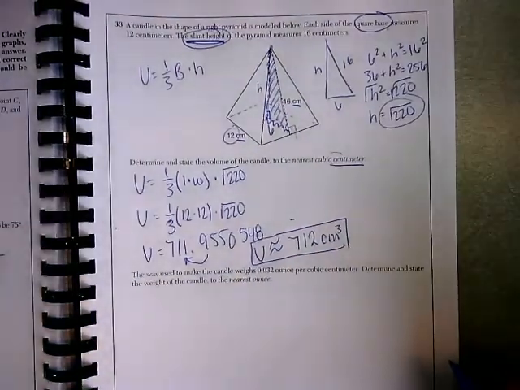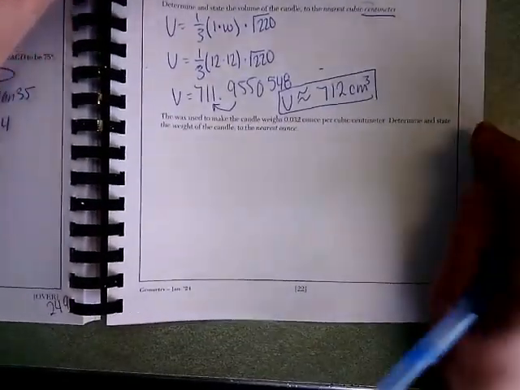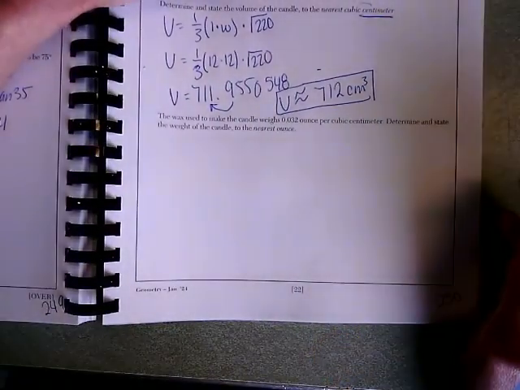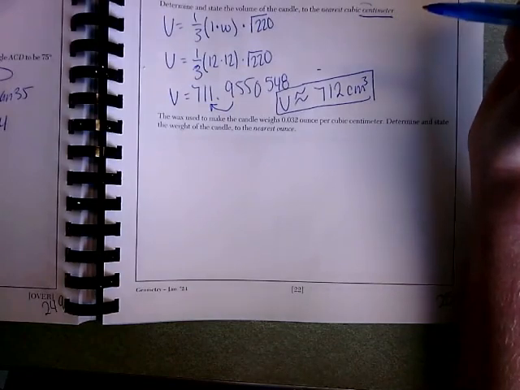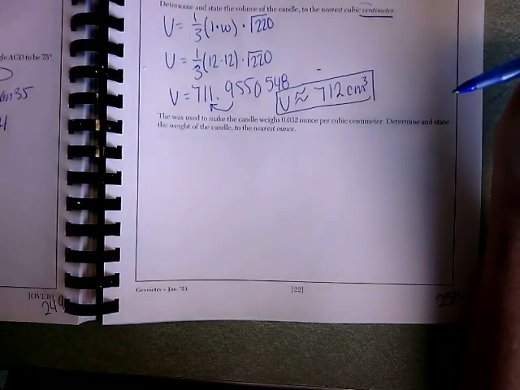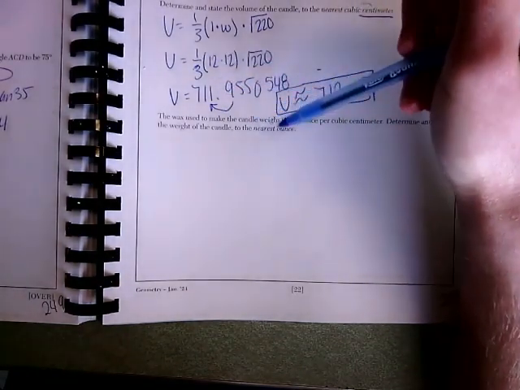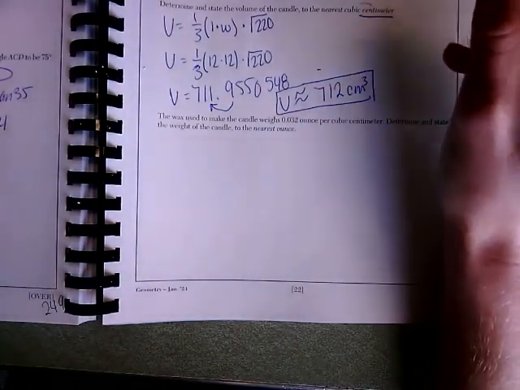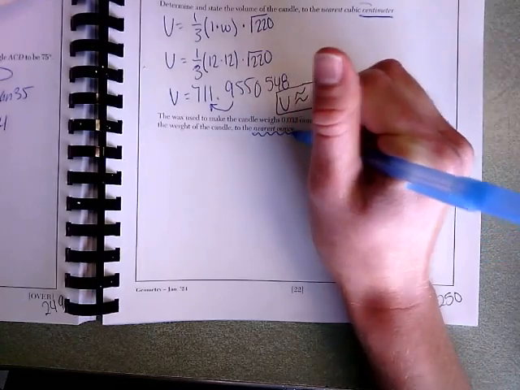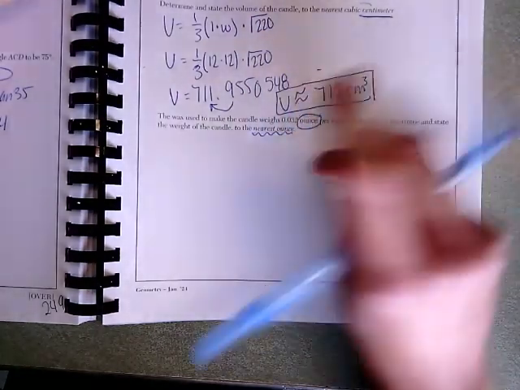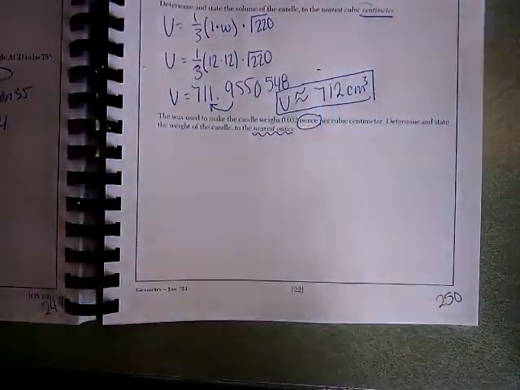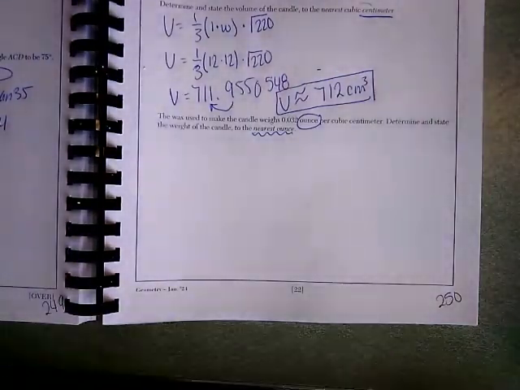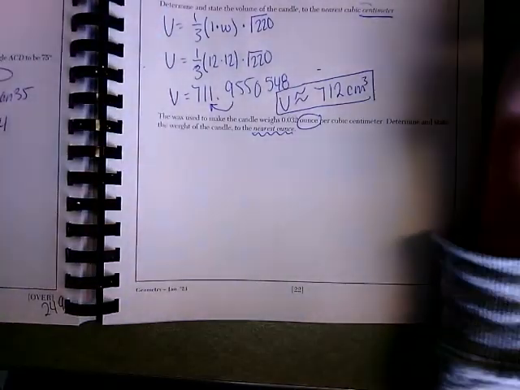Okay. Now there's usually a second part to these questions, so let's look at the second part. The wax used to make the candle weighs 0.032 ounce per cubic centimeter. Determine and state the weight of the candle to the nearest ounce. Okay, so again, I would always check your units. So we want our answer in ounces, and we're given this weighs in ounces. So we don't have to do any other weird unit conversions. We can just go ahead and find the weight of this candle.